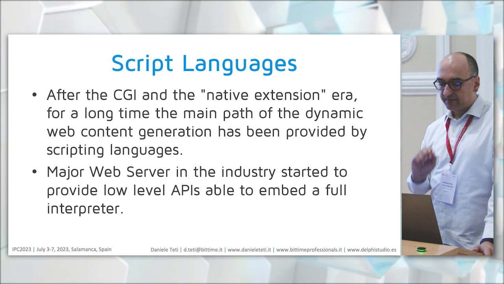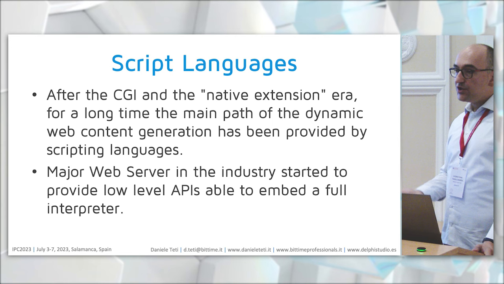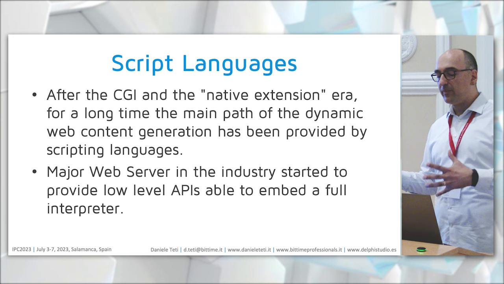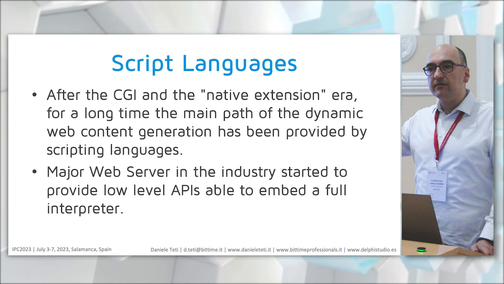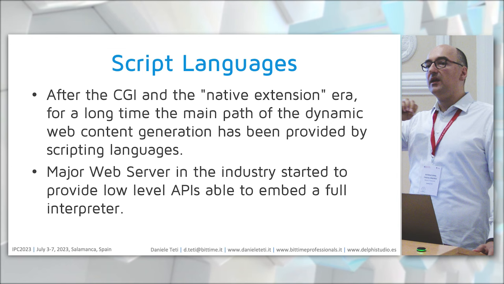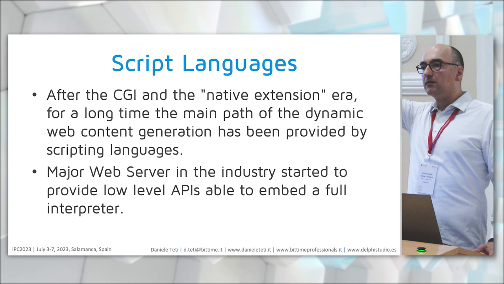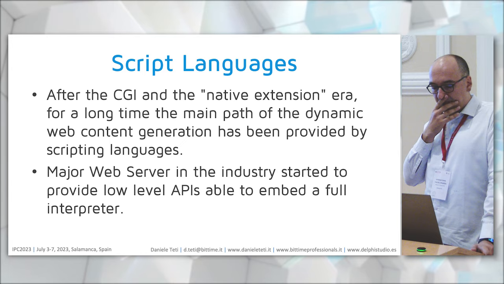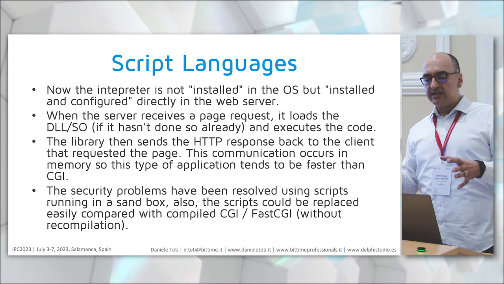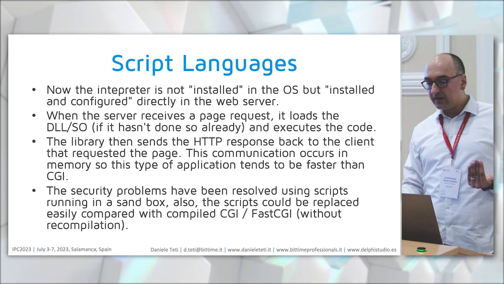After the CGI and the native extension era, for a long time, the main part of dynamic web content generation has been provided by scripting languages. How many of you have ever written a script in PHP, ASP, Ruby on Rails, and so on? After the CGI, this kind of extension was really the main way to produce web content generation. Major web servers in the industry started to provide low-level APIs able to embed a full interpreter.